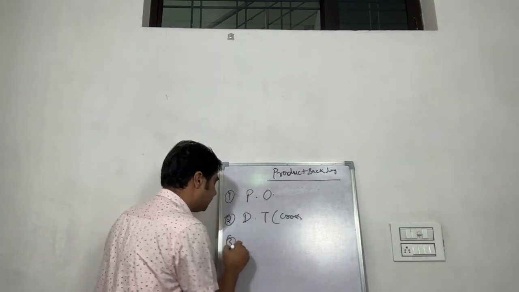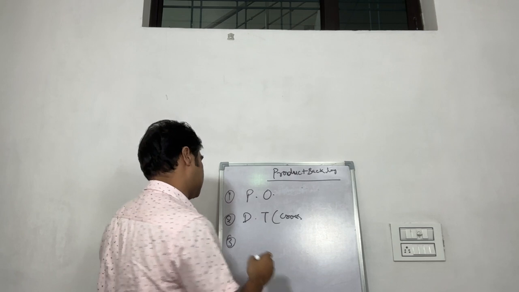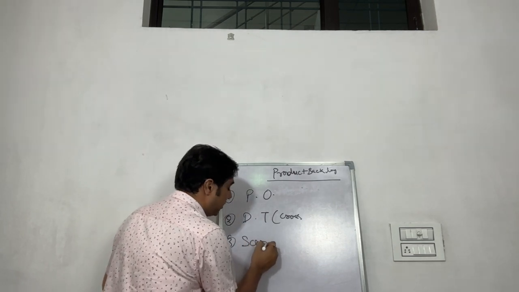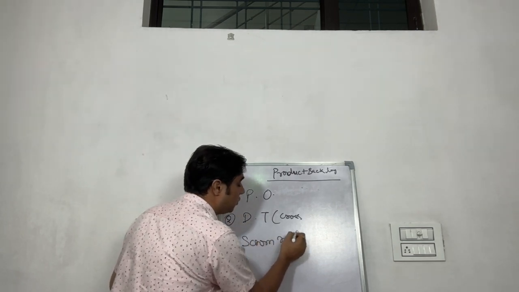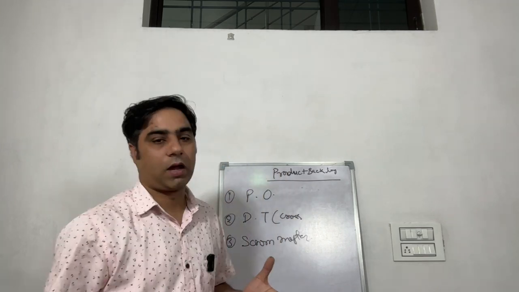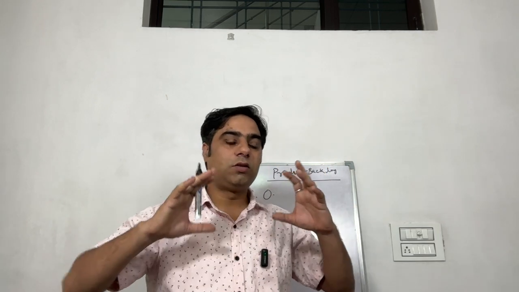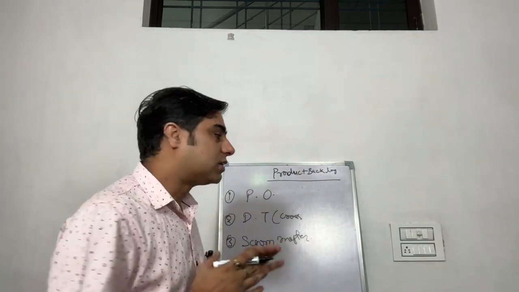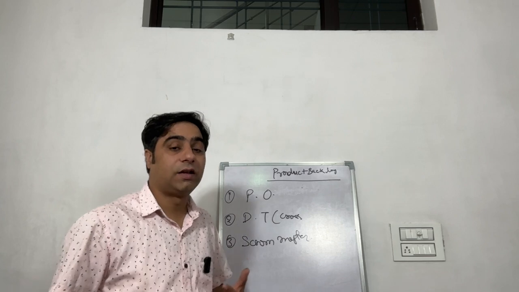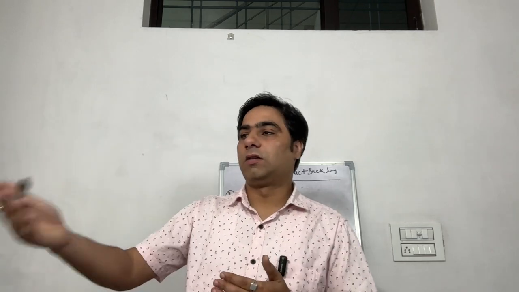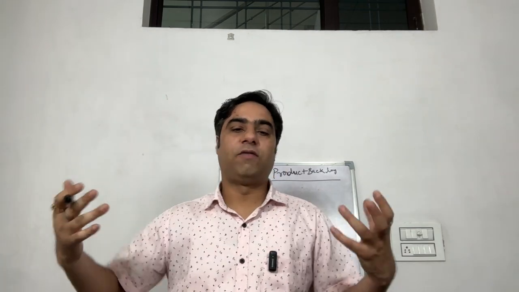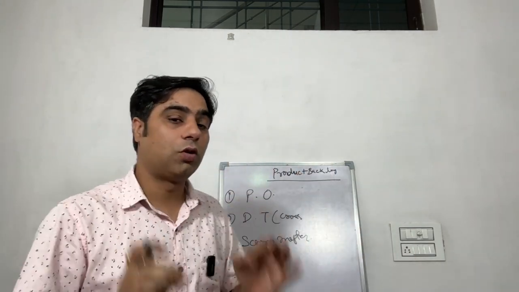The third is Scrum Master. The Scrum Master should be aware of your product backlog, the refinement sessions, and whatever is going on in your product backlog. The Scrum Master should also be aware of what the next priority is, the next release, and what the items in the next sprint would be. So the Scrum Master should know each and everything.